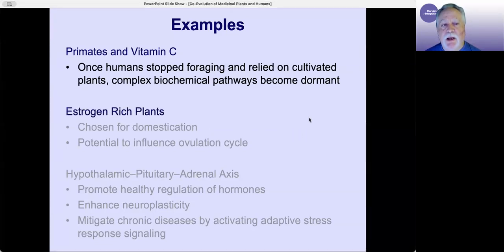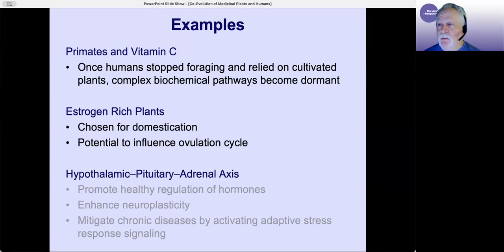Another example would be estrogen-rich plants that were chosen for domestication. This might have been red clover as an example, because it may have influenced ovulation cycles. Early humans may have been very aware that birth at certain times of year was more advantageous than other times of year. I'm sure women from early on were also trying to figure out ways to have birth control for their own purposes and for the purposes of the tribe or the child.